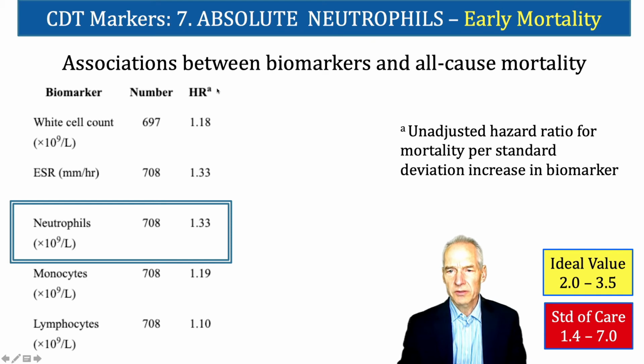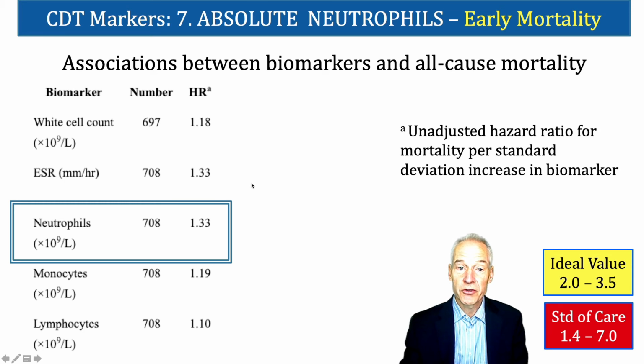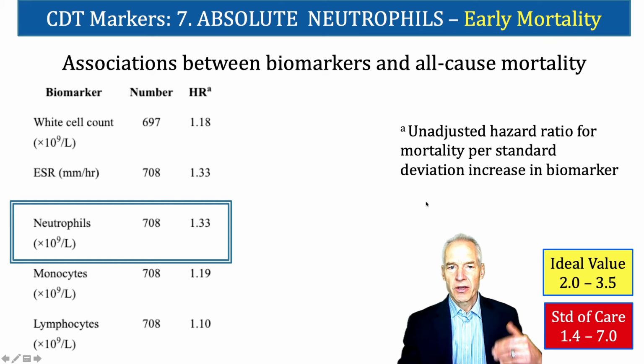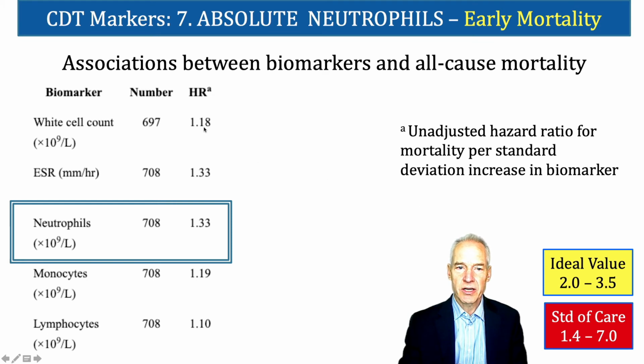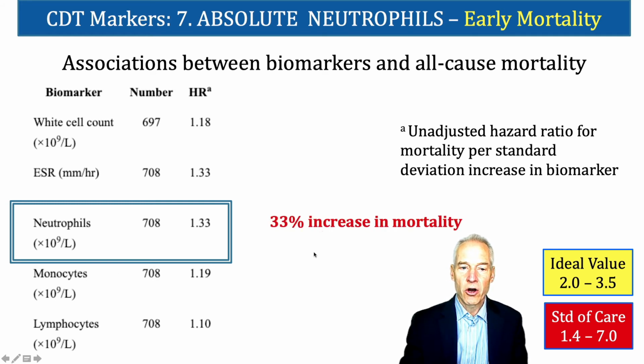This is an important set of data here because if we're doing white blood cells, why are we doing neutrophils? Well, neutrophils are actually more exacting and more telling about mortality than are just white blood cell counts. We can see here that for each so-called standard deviation or standard increase in white blood cell counts, we see an 18% increase. But with neutrophils, we see a 33% increase in mortality. And that's higher than all the other white blood cells.